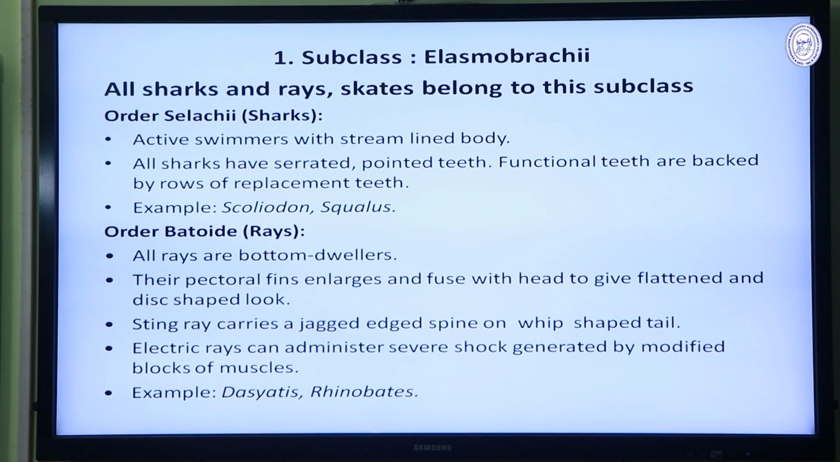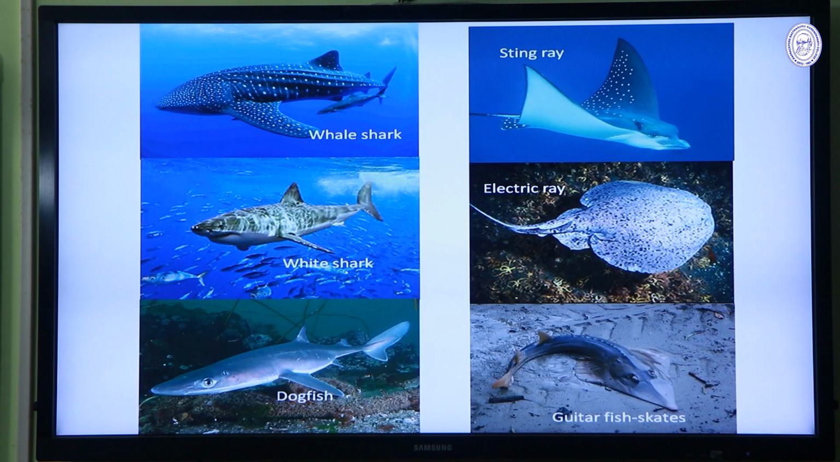Order Batoidea is very peculiar because they are bottom dwellers, and because of that they have a flat disc-shaped body, and this body is formed by the pectoral fins that fuse with their head. The stingray, one of the most prominent rays, carries a jagged-edged spine on its whip that it can use to attack any type of predator, and the electric ray, another prominent animal, can administer several shocks by producing electricity from its block of muscles. So, those kinds of rays are included.